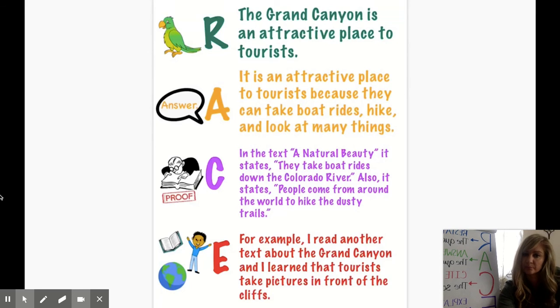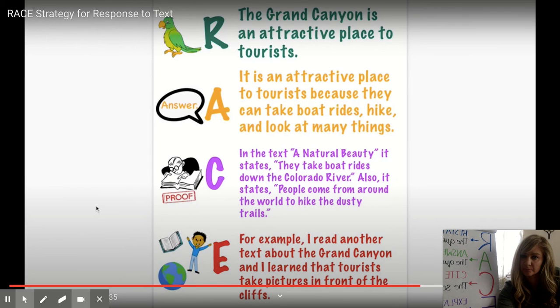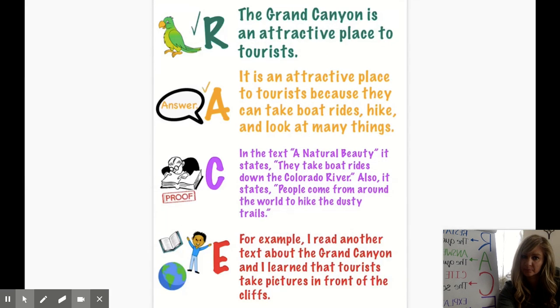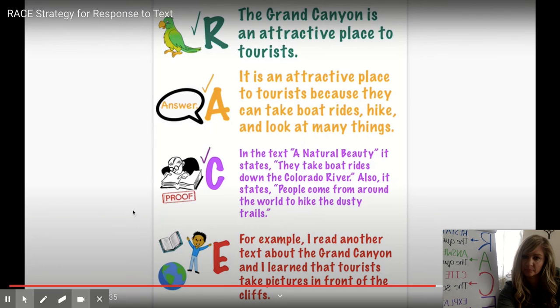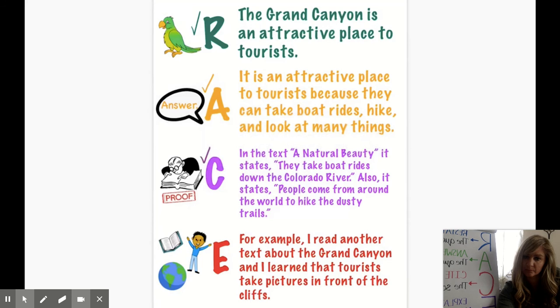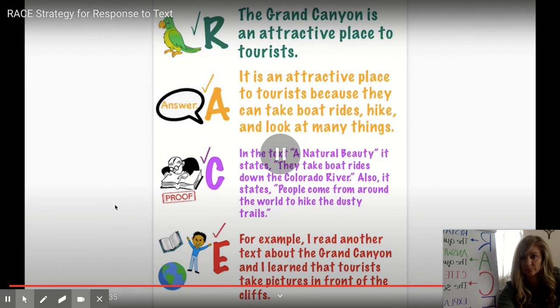We restated our question. We answered our question completely. We cited text evidence from the story we read. And we explained by giving a text-to-text example.